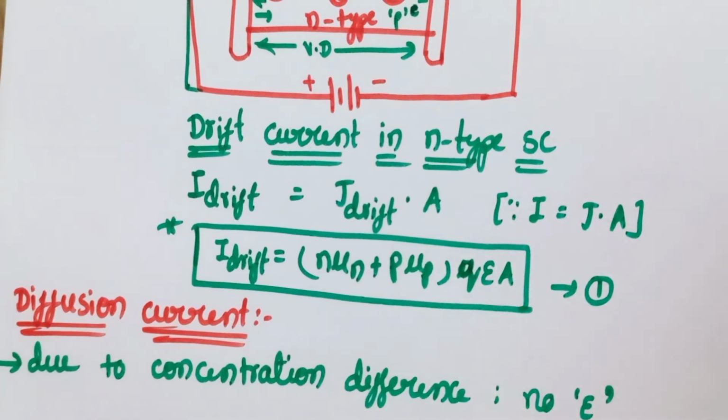In one particular area, the number of free electrons may be more, and in some other area it will be less. So the electrons, where the concentration gradient or the concentration of carriers is more, will move from that region to the place where the carriers are less. This is true with holes also.